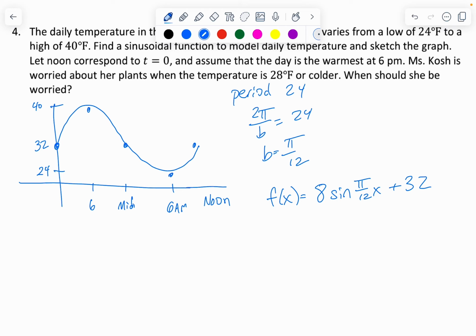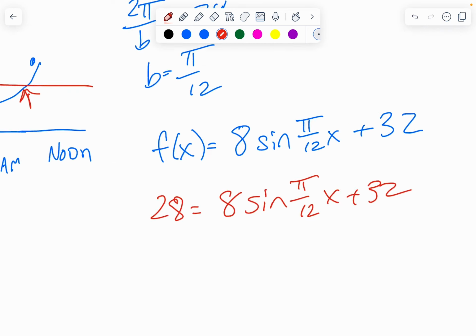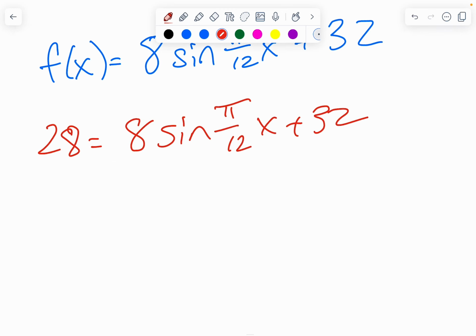And we want to know, when is the temperature 28? Well, 28 is somewhere in this region. So we want to know this time to this time. Okay, when should I be worried? What time of day? Well, let's set this equal to 28. So I have 28 is equal to 8 sine of pi over 12x plus 32. Okay, I subtract 32, I get -4. I divide by 8, so I get -4 over 8, which is -1/2, is equal to sine of pi over 12x. If you can do both of those steps at the same time, rock and roll.